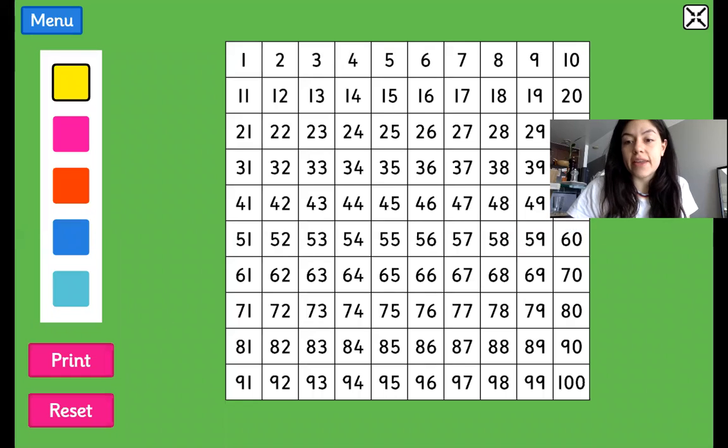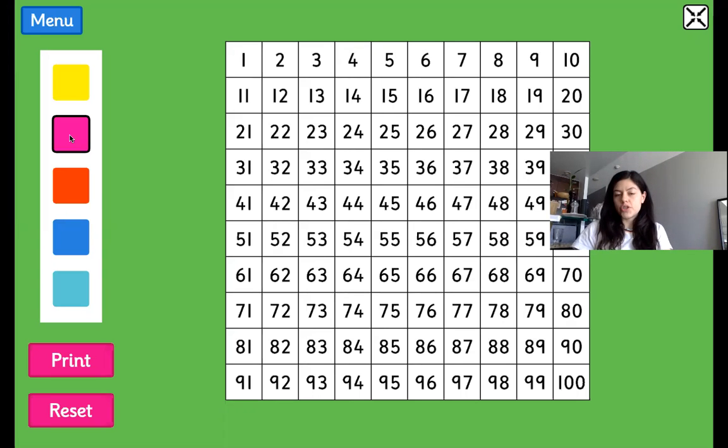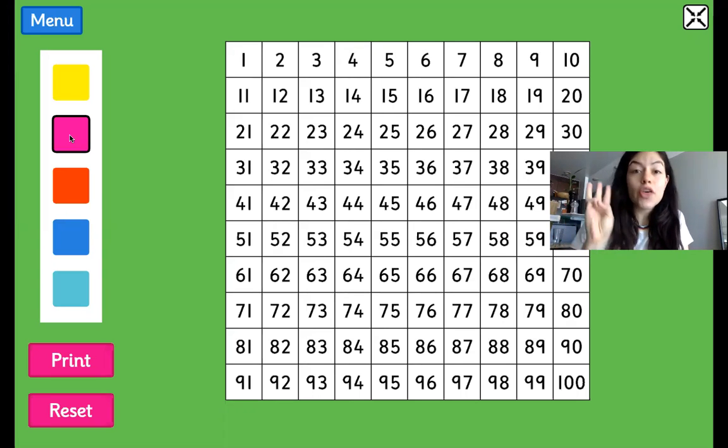Finding and identifying numbers. Okay, so let me pick a color. And as always, I am going to pick a number and you'll have 3 seconds to say what that number is out loud. Then I'll tell you the right answer. Are you ready?